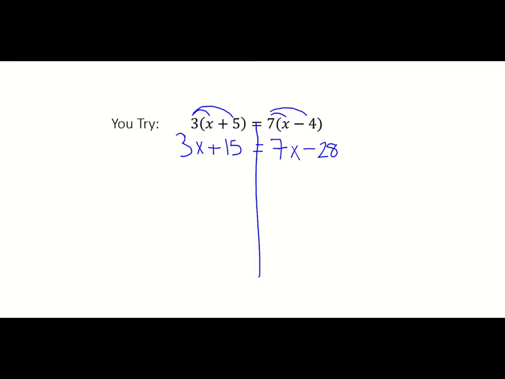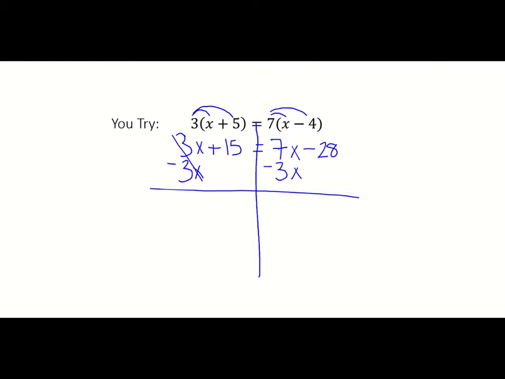So once we distribute, we then want to check to see if we have any like terms on each side. So 3x plus 15 cannot combine. 7x minus 28 cannot be combined. So now we want to get the variables on one side of the equation. So I have a 3x versus 7x. 3x is smaller, so I'm going to move that by subtracting it. Since it's currently a positive 3x, a negative 3x would be the opposite.